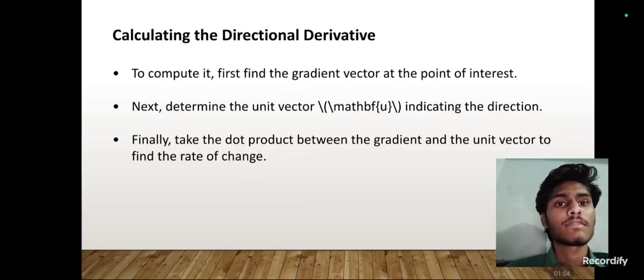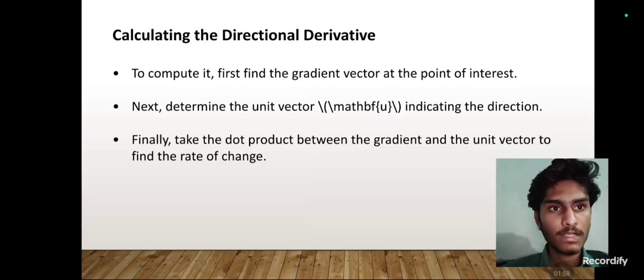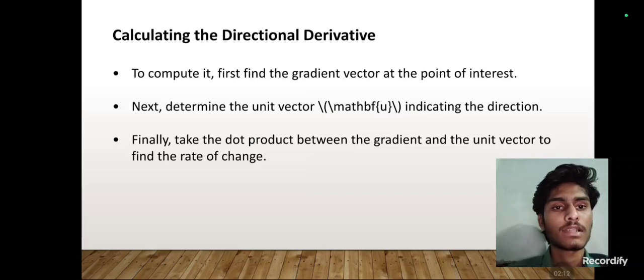Calculating the directional derivative. To compute it, first find the gradient vector at the point of interest. Next, determine the unit vector indicating the direction. Finally, take the dot product between the gradient and the unit vector to find the rate of change.